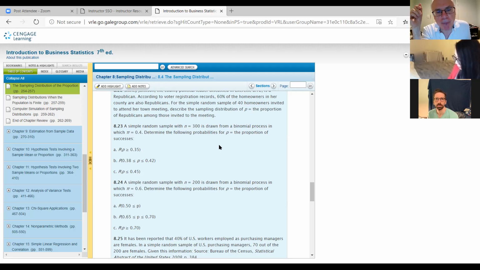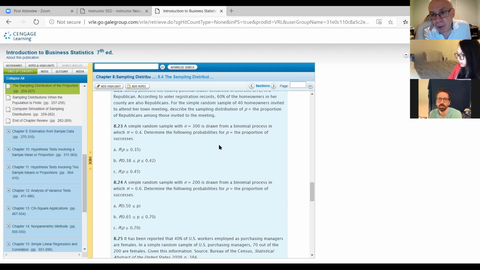So part A here says, what's the probability that if we select a sample of size 300, the proportion of the 300 is at least 0.35? Okay. Now, what does that mean? Well, what's 35% of 300? 105? Is that 105? What we're really asking is, what's the probability that we get at least 105 successes for the 300 repetitions of this process?